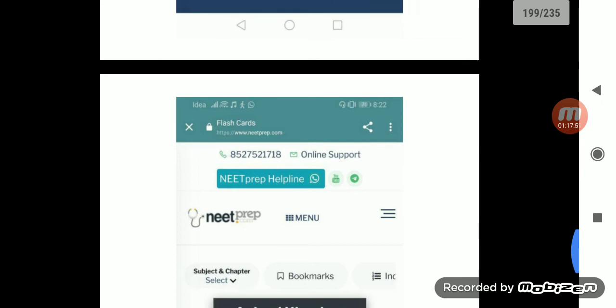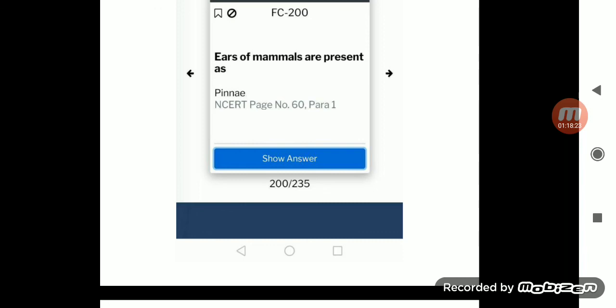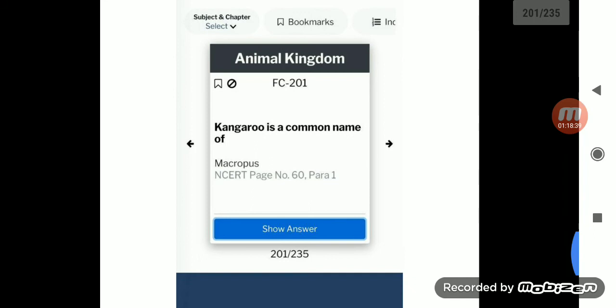Name an oviparous animal. Example of an oviparous mammal is Ornithorhynchus. Ears of mammals are present. Kangaroo is a common name of macropus.